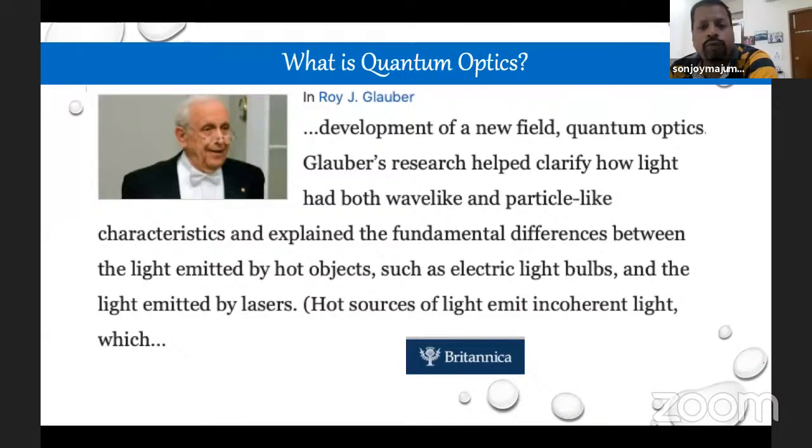So there is a glow from the light bulb, which is actually coming as thermal radiation. What will be the difference between that light and the light emitted from laser sources? One thing which will be very important to understand in the subsequent slides is that the lights which are emitted from the hot sources are incoherent. What is the meaning of incoherent? We'll try to see it.